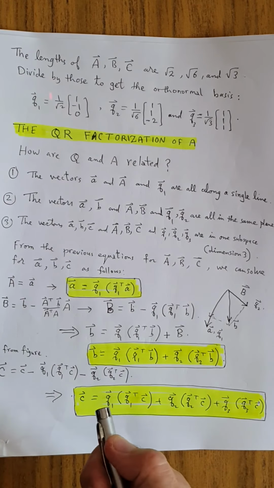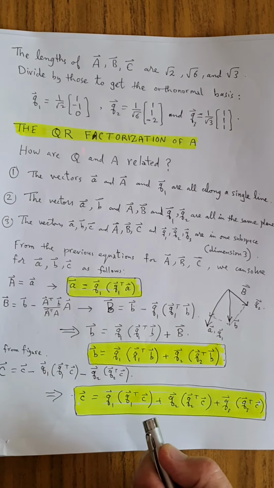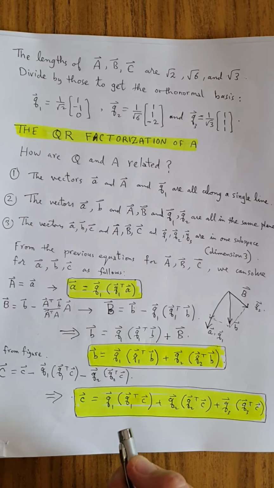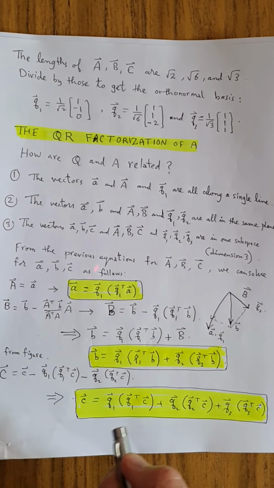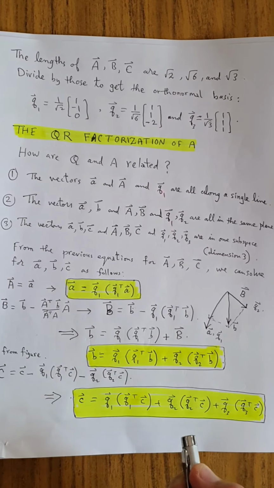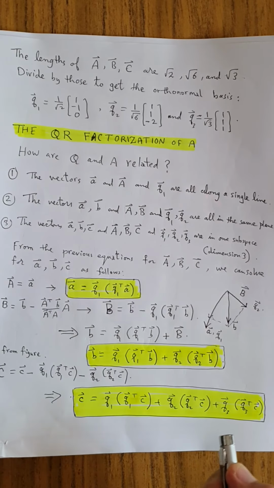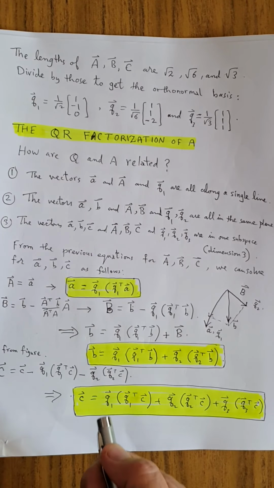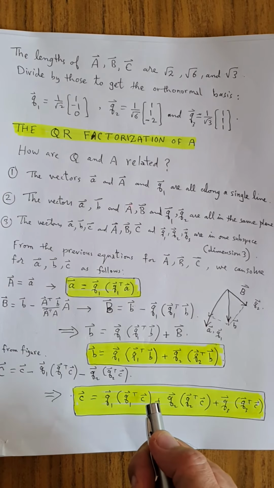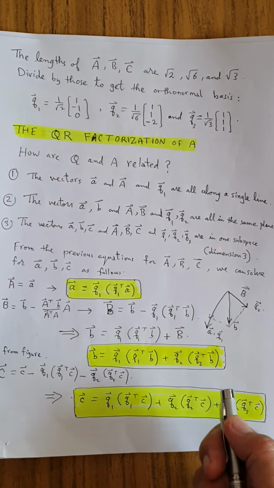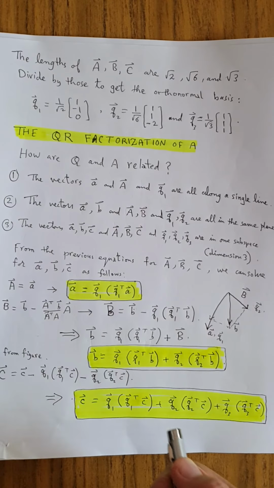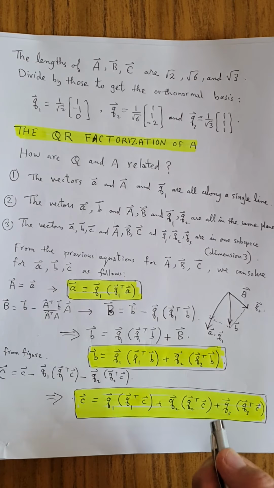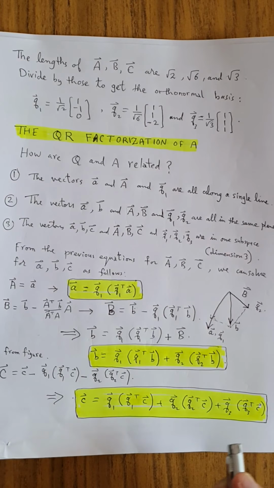So this gives us the matrix Q if we combine these three columns. Okay, now the QR factorization of A. How are Q and A related? Okay, we know that the vectors small a, capital A, and Q1, the unit vector, are all along a single line. The vectors a, b, and capital A, capital B, and Q1, Q2 are all in the same plane. The vectors a, b, c, and A, B, C, and Q1, Q2, Q3 are in one subspace of dimension 3.